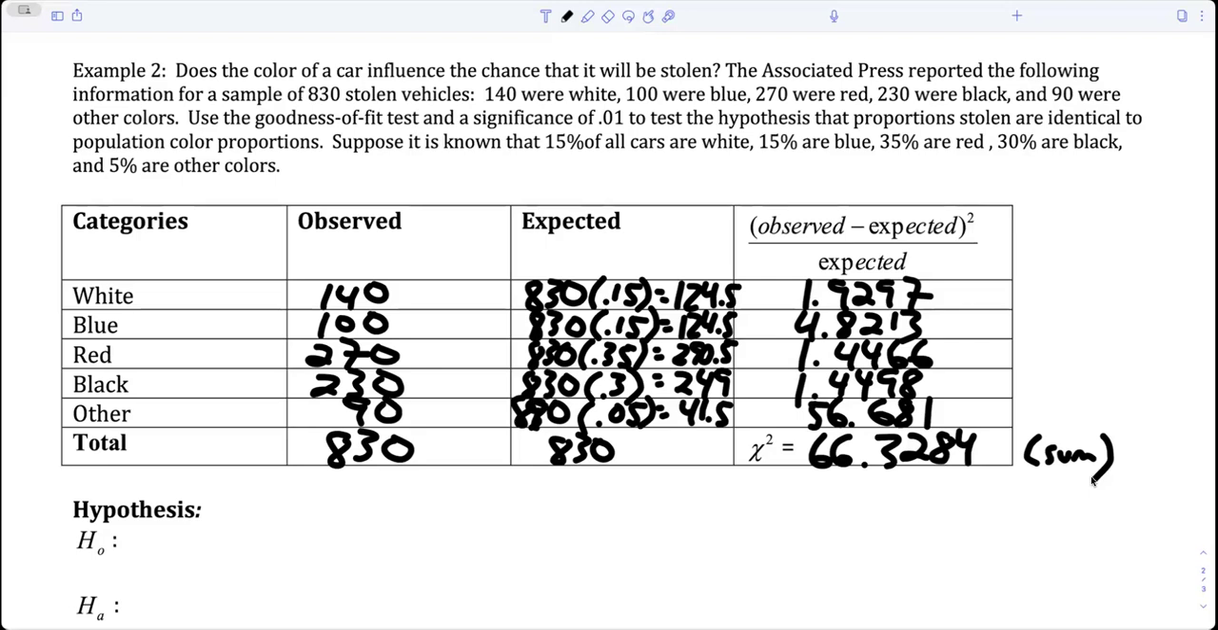But let me ask you this. Just postulate an answer. Based on this, do you think that we will reject H naught or fail to reject H naught?